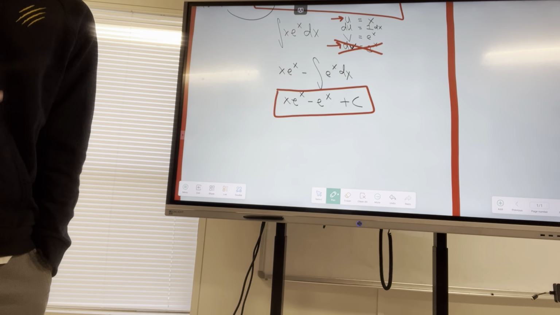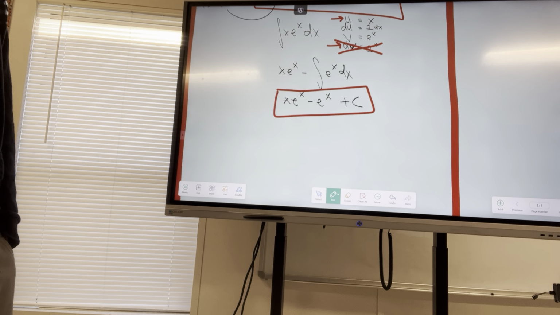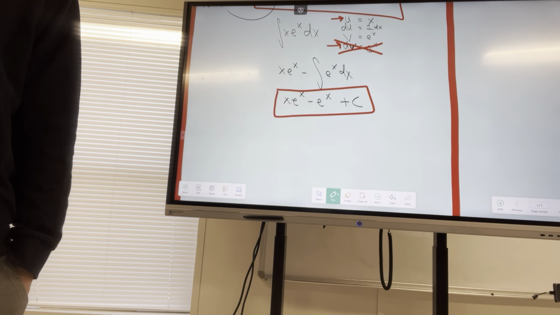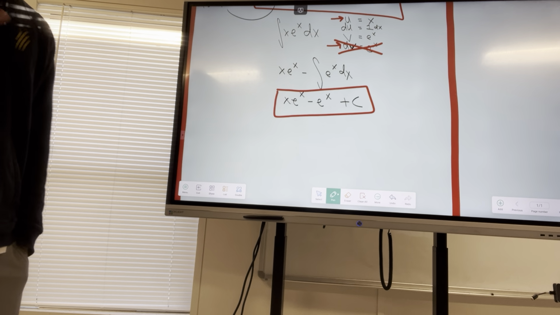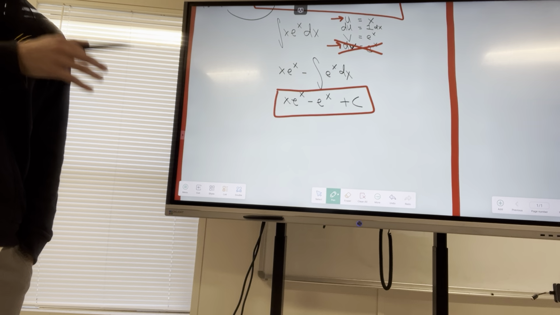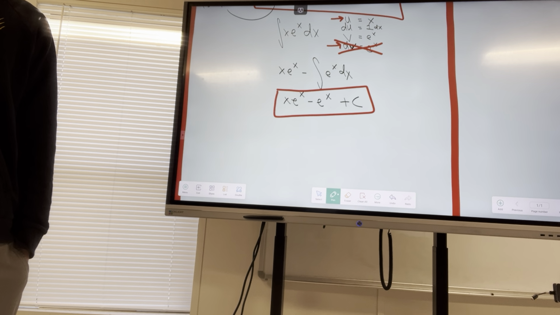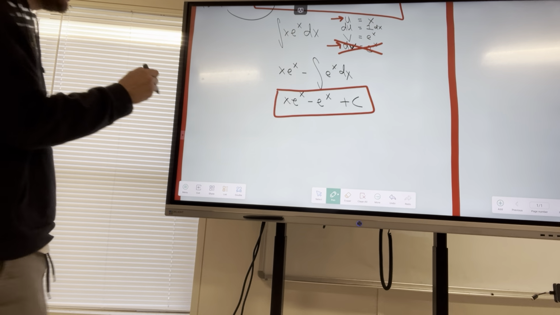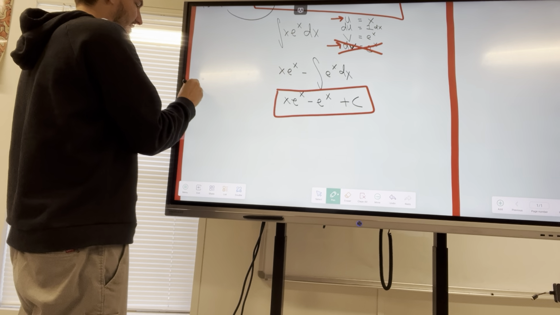Now, how did that work? Where did this stuff come from? We should be able to check any integral question by using derivatives and going hopefully back to the beginning. So let's check really quick. This won't take very long at all.